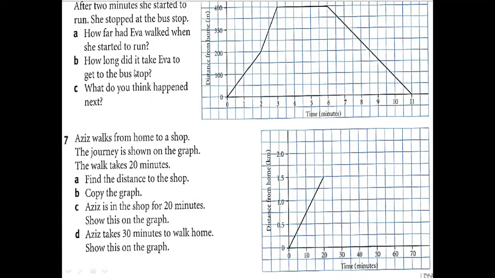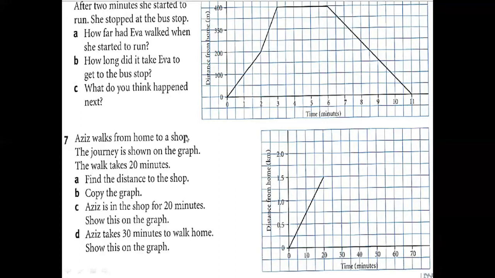How long did it take Eva to get to the bus stop? She takes only 3 minutes. What do you think happened next? She just waits 3 minutes from this time to six, and then he went back to home. So let's check its answer. Yes, 200 meter, 3 minutes. She walked 3 minutes then she went home.